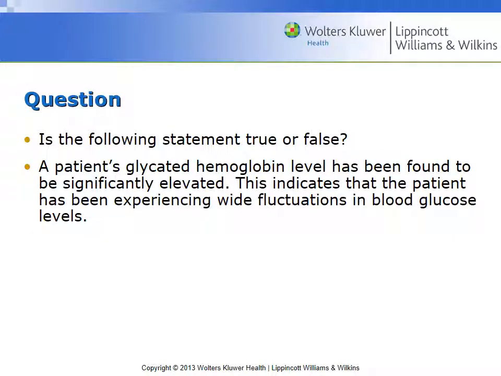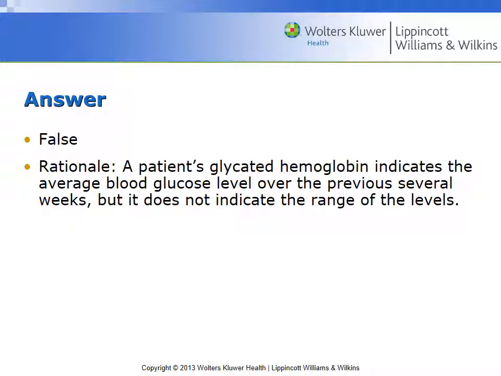Is the following statement true or false? A patient's glycated hemoglobin level, or hemoglobin A1C, has been found to be significantly elevated. This indicates that the patient has been experiencing wide fluctuations in blood glucose levels. False. A patient's glycated hemoglobin level indicates average blood glucose level over the previous several weeks, but it does not indicate the range of the levels.